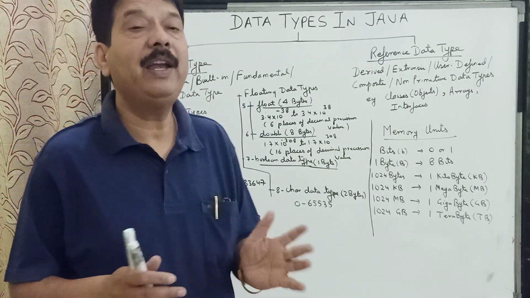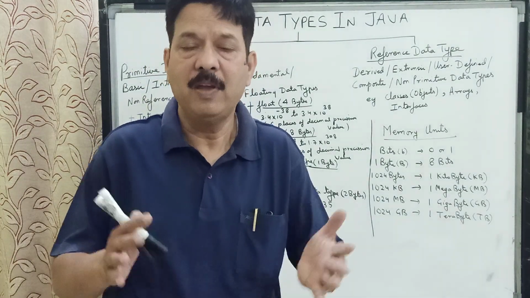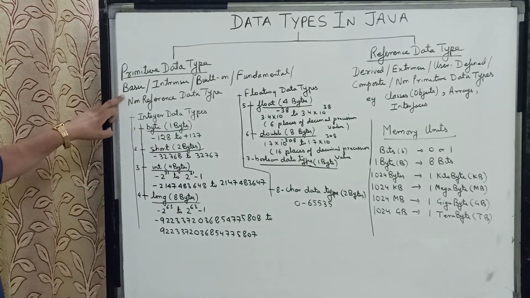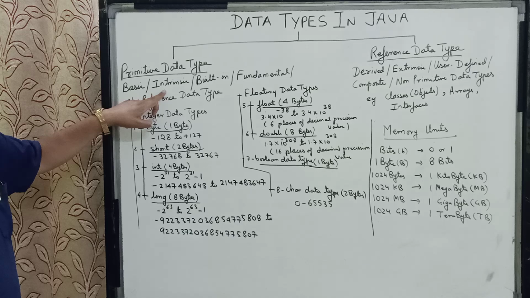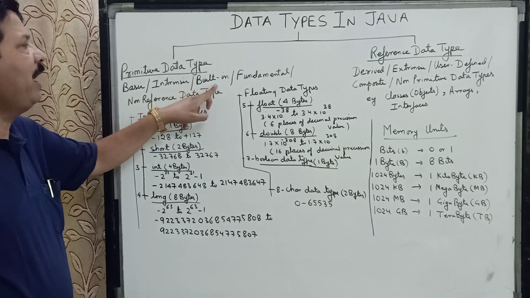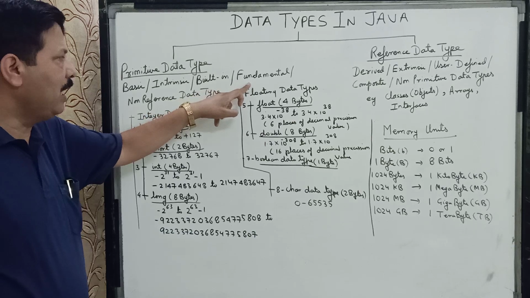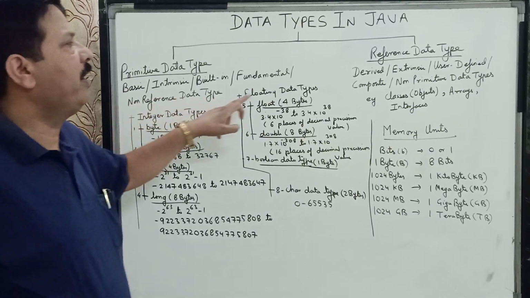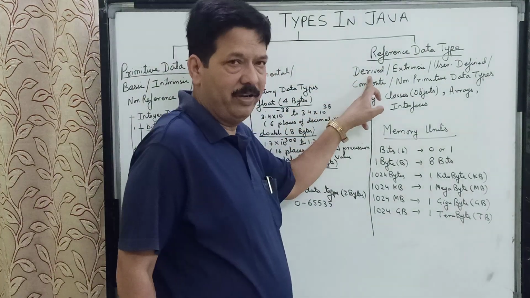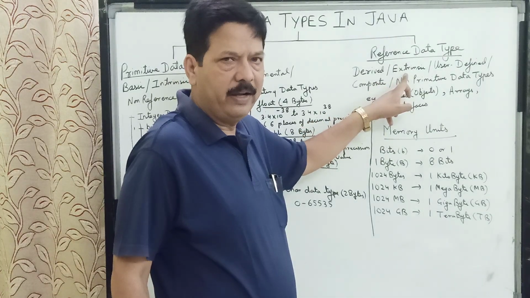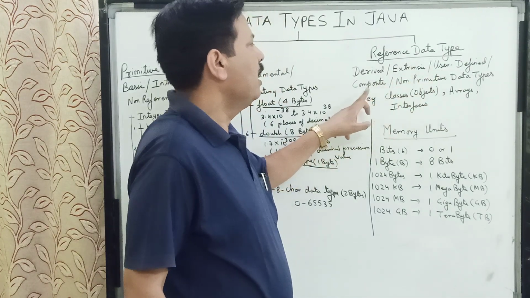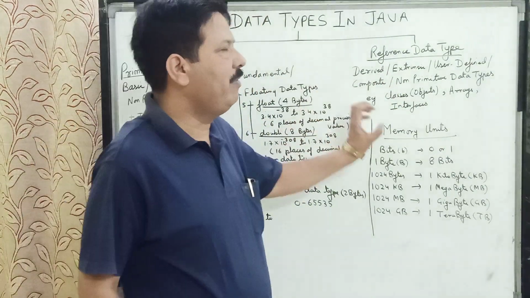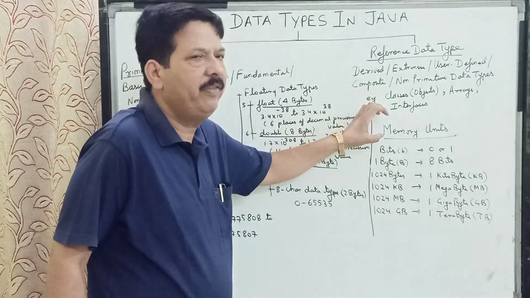Now children, there are some other names given to these primitive and reference data types. We must know these names also. The primitive data type is also called basic data type, intrinsic data type, built-in data type, fundamental data type, and non-reference data type. Whereas the reference data type is also called derived data type, extrinsic data type, user-defined data type, composite data type, non-primitive data type.